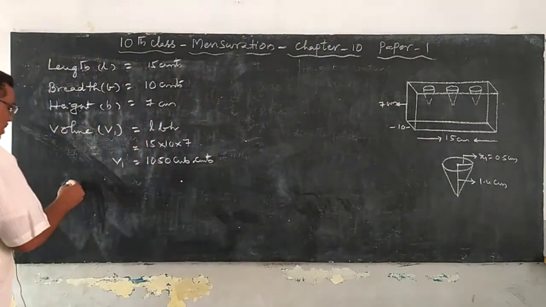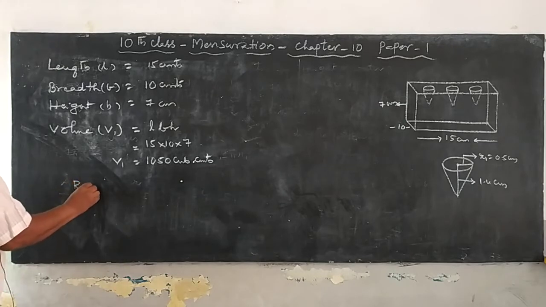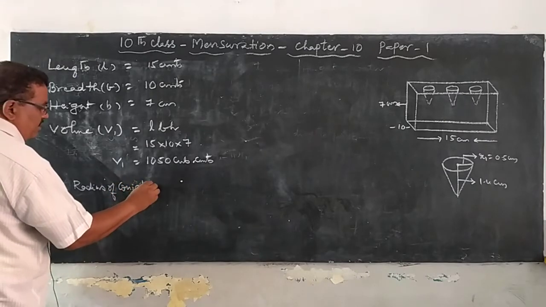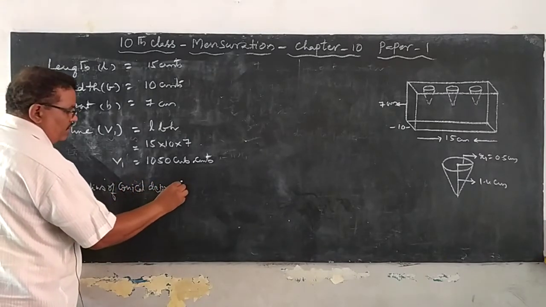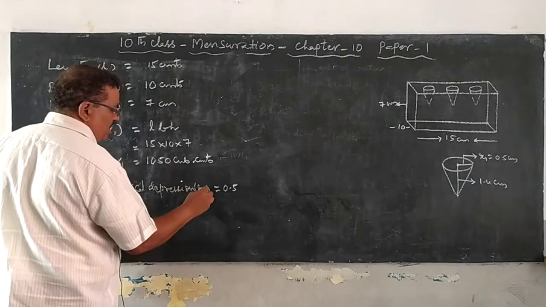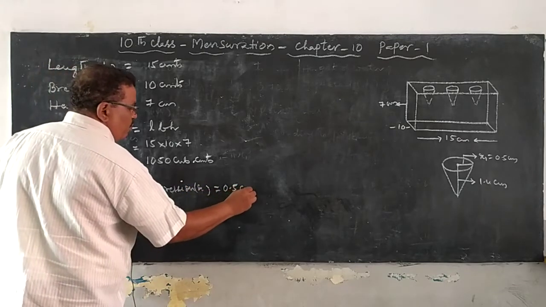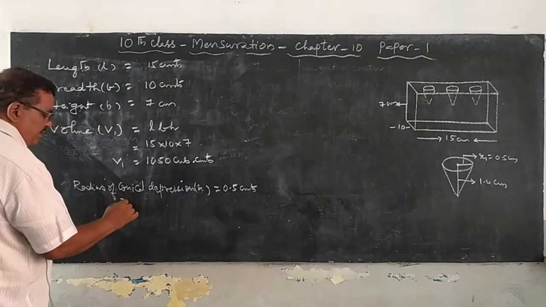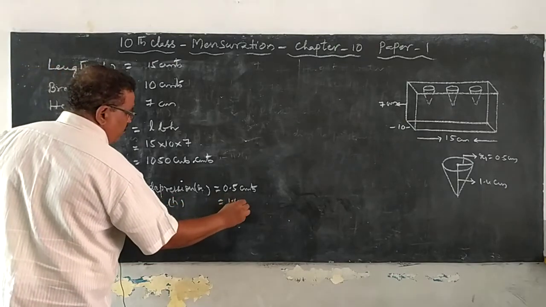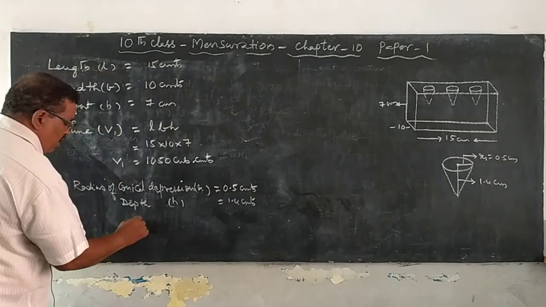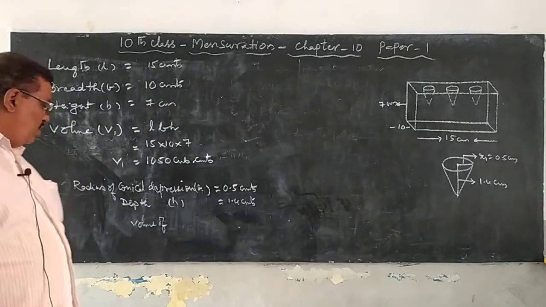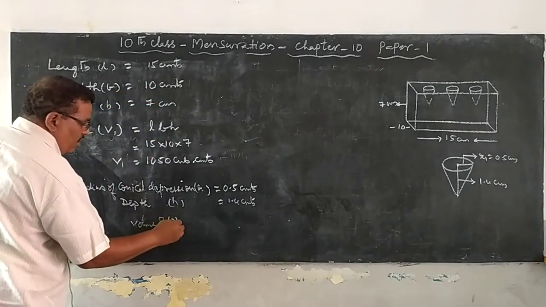Okay. Now, the radius of the conical depression, R, is equal to, sorry, 0.5 centimeters. Depth is nothing but height, 1.4 centimeters, children. So the volume of 3 conical depressions, which are identical.